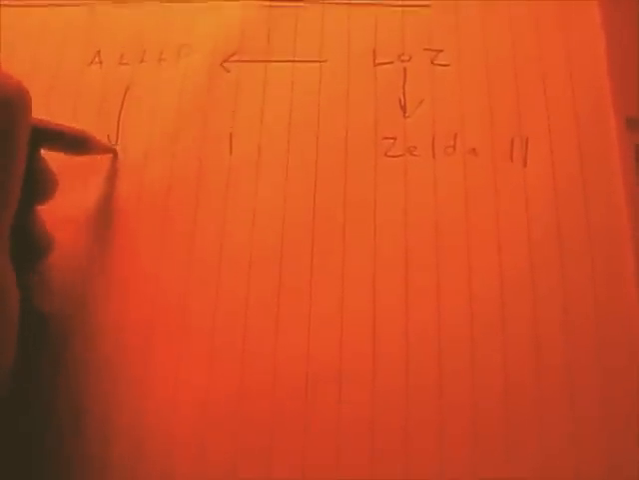So first off, Legend of Zelda for the Nintendo, followed by Zelda 2. These are the first two games, and then in the Super Nintendo era, we got A Link to the Past, followed by Link's Awakening for the Game Boy, and then in the Nintendo 64 era, we got Ocarina of Time, followed by Majora's Mask.